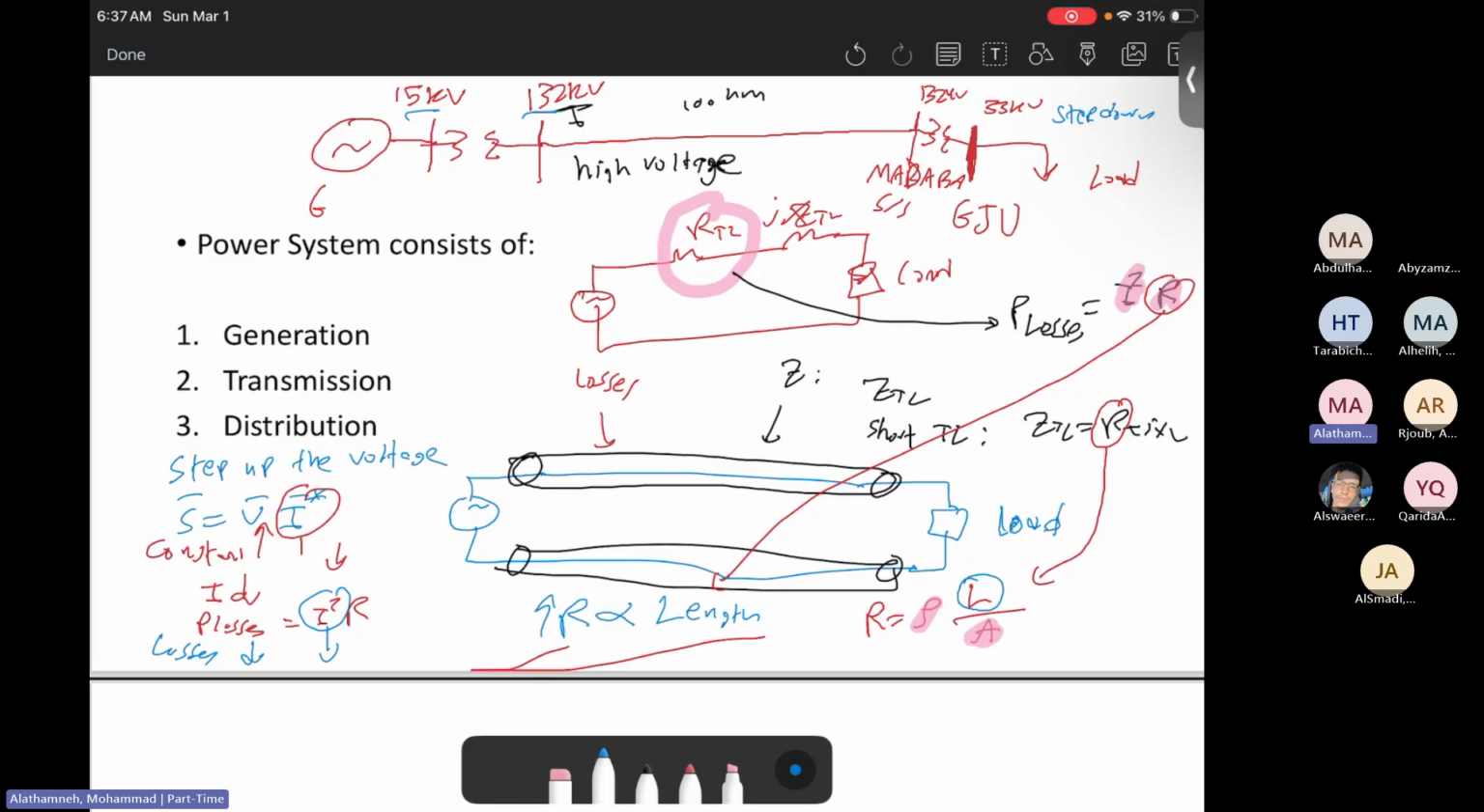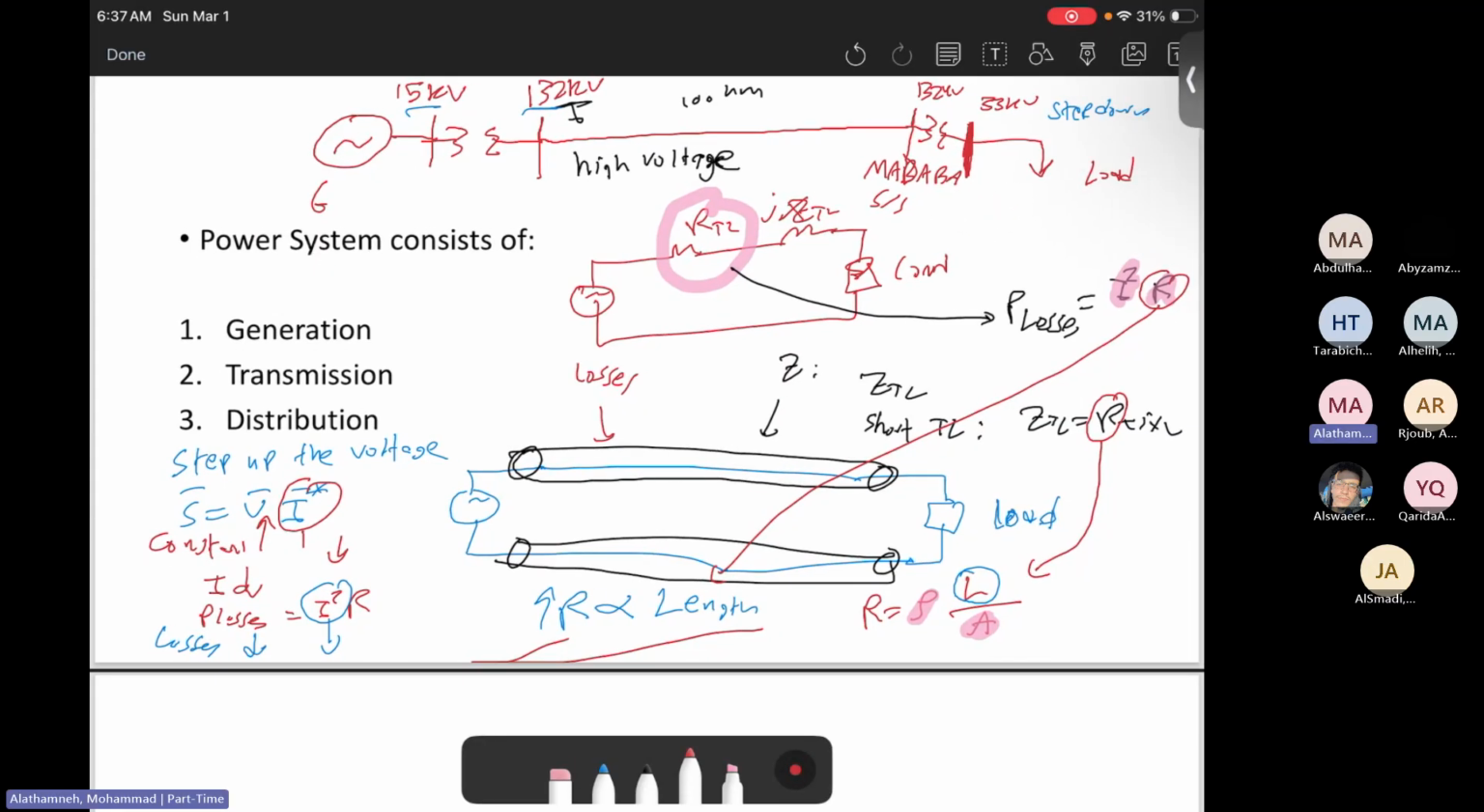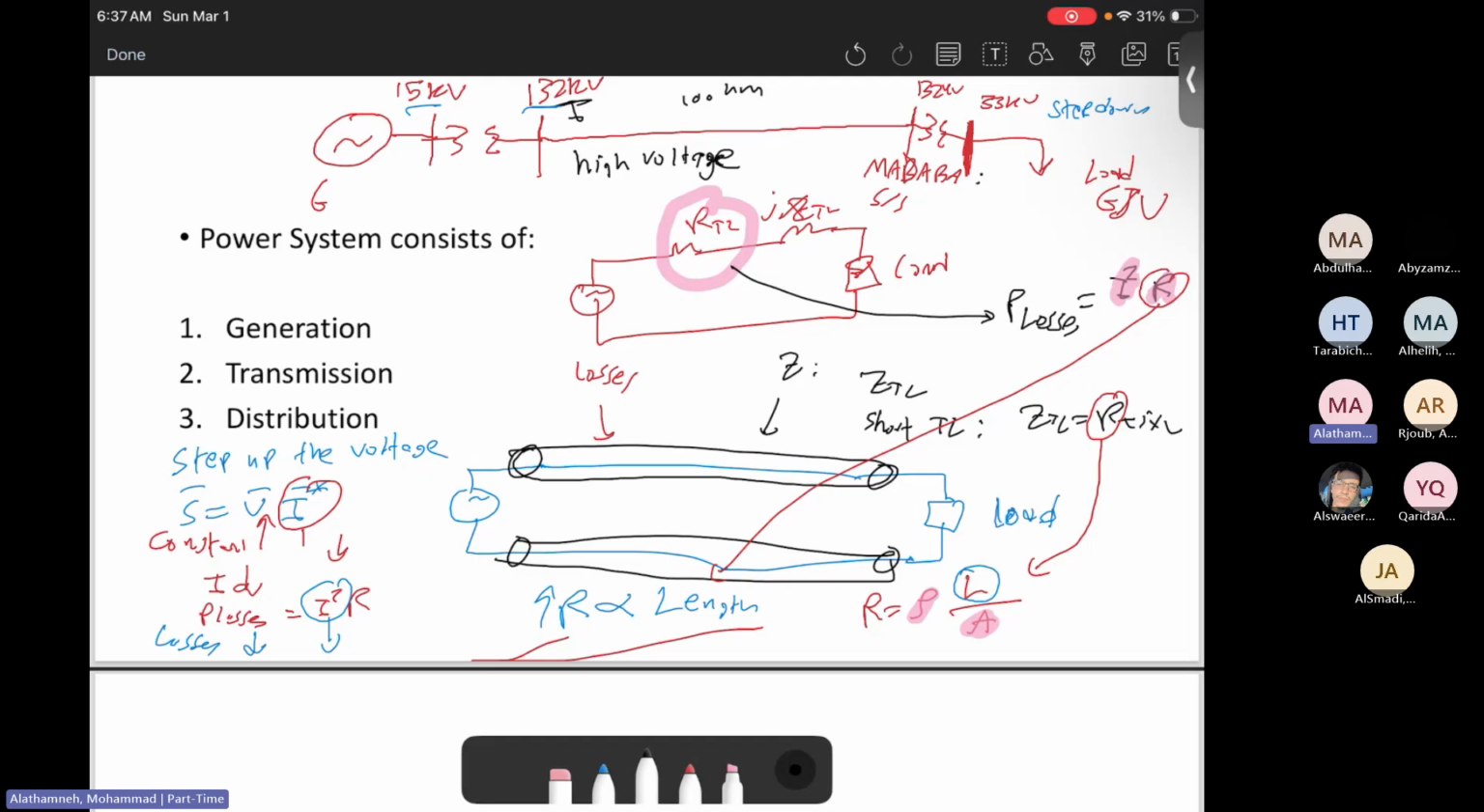Once we reach this 33 kilovolts, it will go toward GJU, which is our campus. Then after the 33 kilovolt, or after Madaba substation, it will be in medium voltage, because 33 kilovolt is based on medium voltage. So we can say here medium voltage. Okay. Then it will go to the university here.